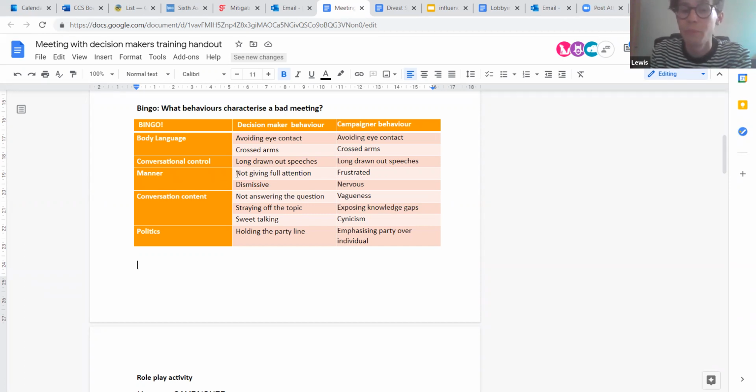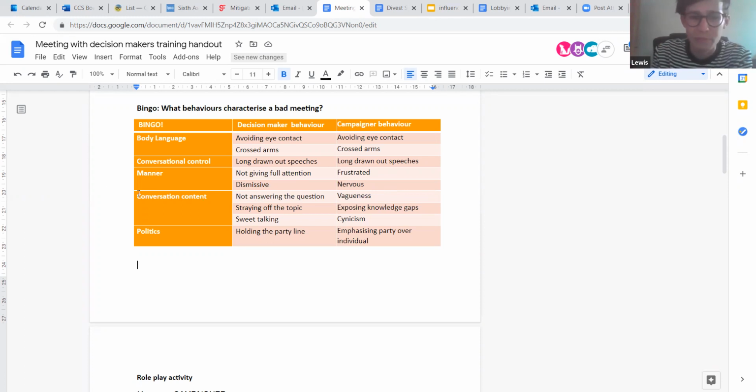Mannerisms: watch out for people not giving their full attention, who may be looking at their phone, or their diary or notes, or being dismissive. Anything which shows that they're not fully engaging is evidence that you need to find a different way to draw them into the conversation. Similarly, on the campaigner side, you don't want to come across as frustrated or angry with them, because that can be alienating. And you don't want to be excessively nervous either. So try to come across as calm and composed.